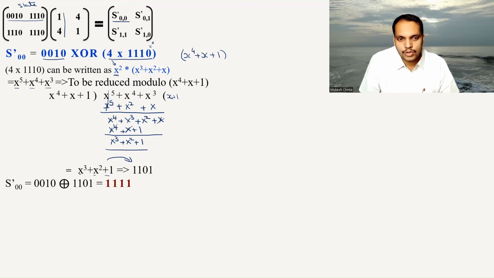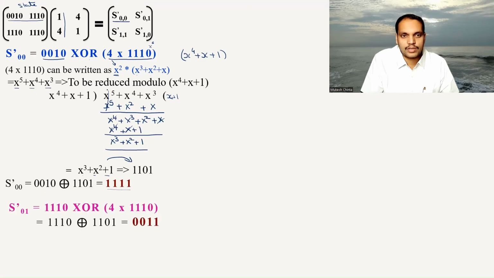as, tell me, x cube's coefficient is 1, so 1. x square's coefficient is 1, 1. There is no x coefficient here, so 0. There is a 1's coefficient, so 1. So x cube plus x square plus 1 can be written as 1, 1, 0, 1. Now, I only calculate this part, isn't it? So S0,0 is given by 0010 exclusive OR with 1101, which gives me 4 ones. Similarly, if I want to calculate the next one, what is this?